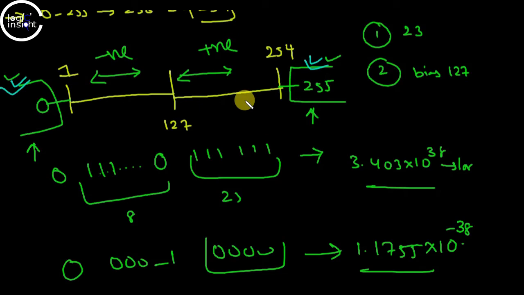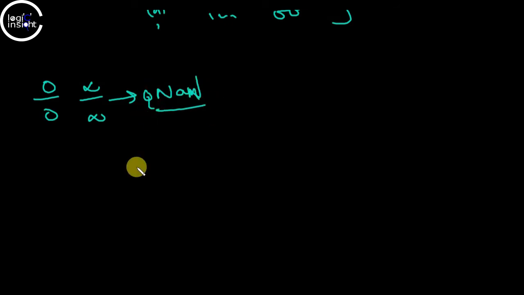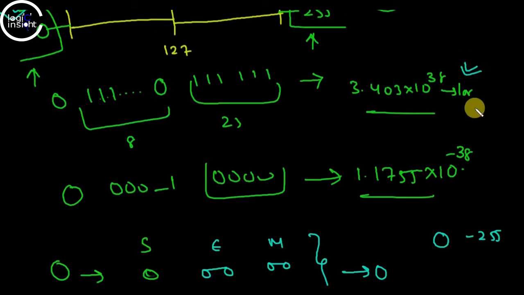There are some operations like 0 by 0, infinity by infinity, etc., which don't have a number. This is called not a number, NaN. It's called QNaN, and some are signaling NaNs. This is the maximum value and this is the minimum value. So what happens if after calculation I get a number which is larger than this or smaller than this? Then it is represented as SNaN, signaling NaN.